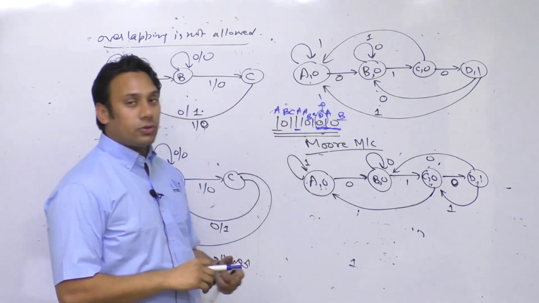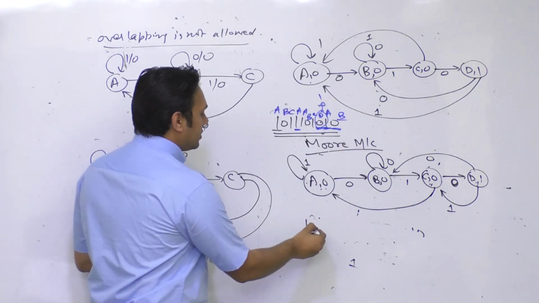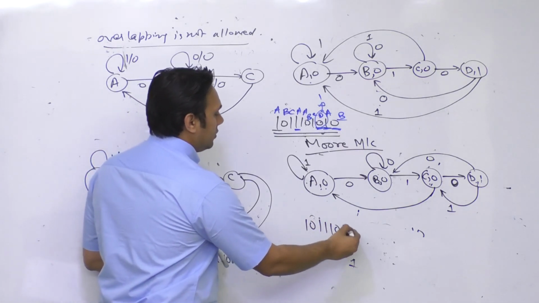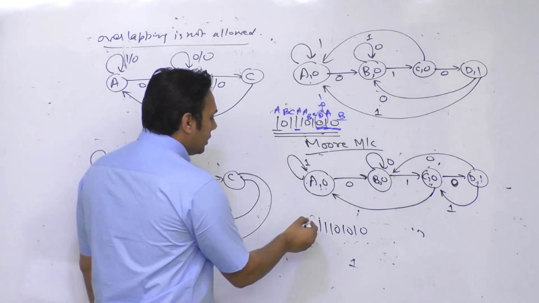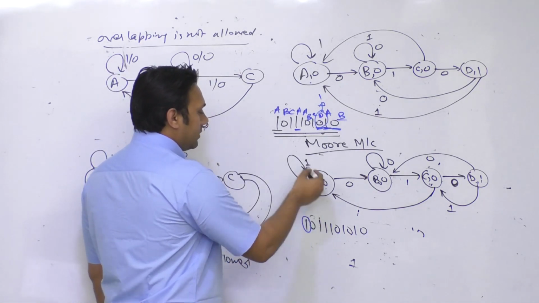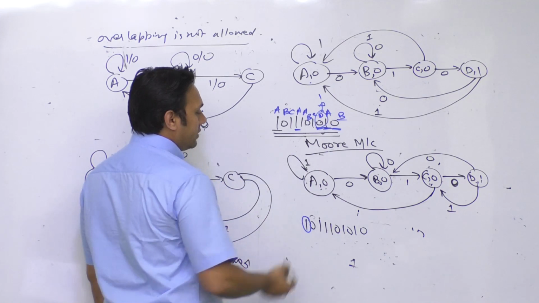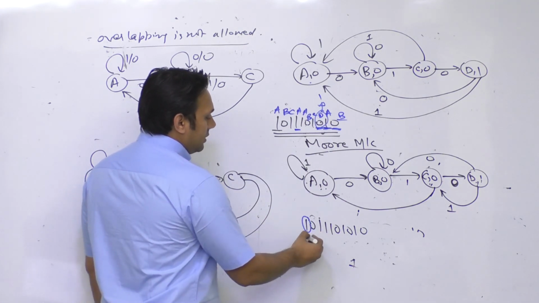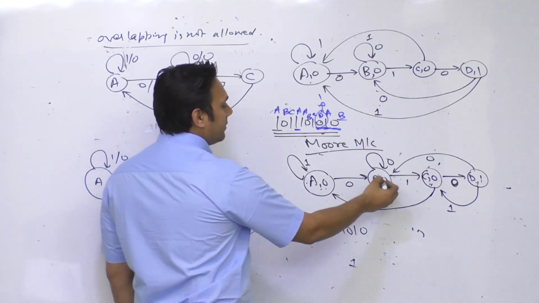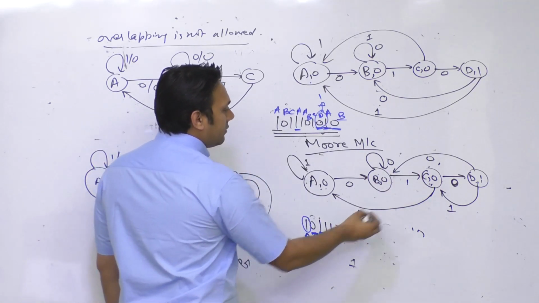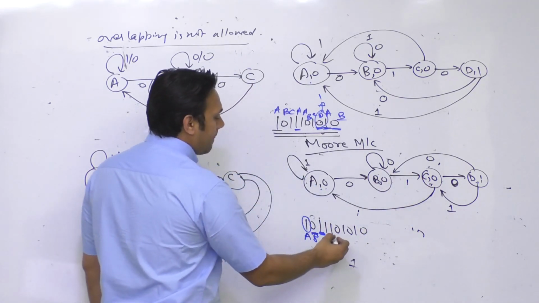But if you give the same input to this one, so the input is 0 1 0 0 1 0 1 0. Now in this case, what will happen? The first input is 1, so we go from state A to state A. Then we got a 0, from state A to state B. Then we got a 1, from state B to state C. Then again 1, from state C to state A.